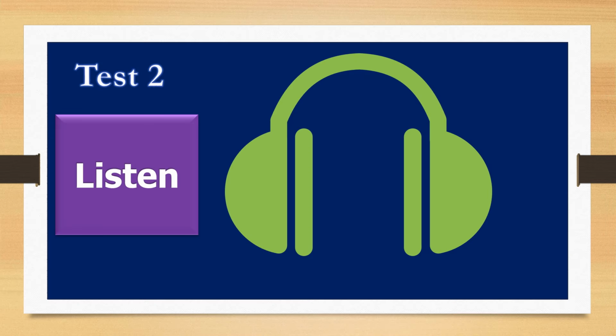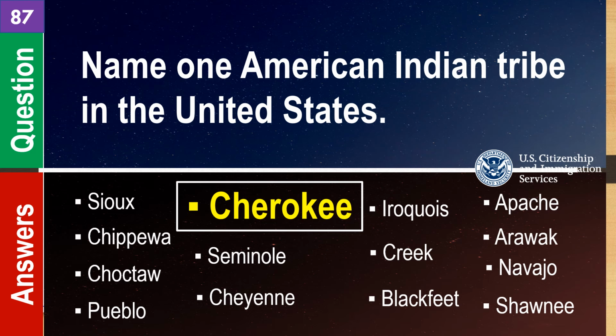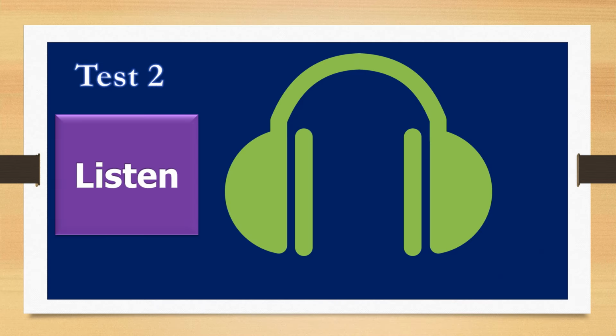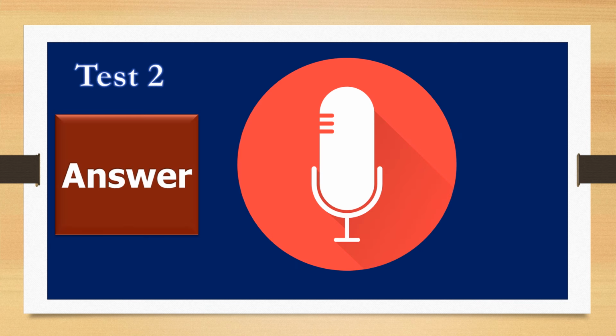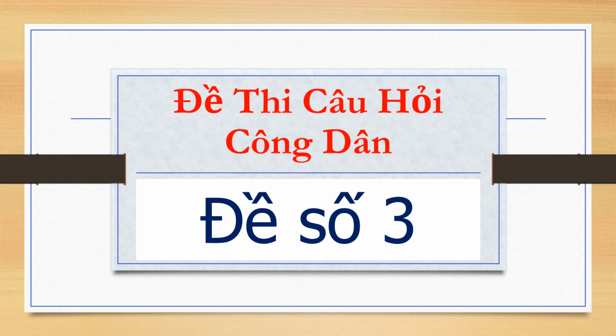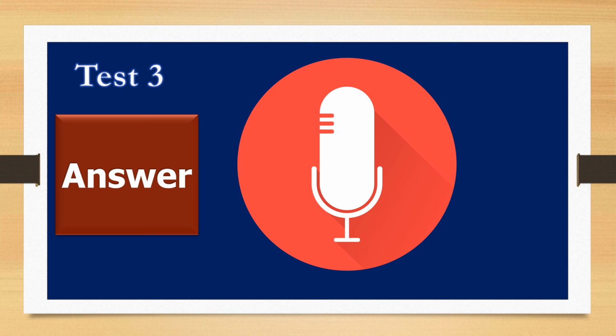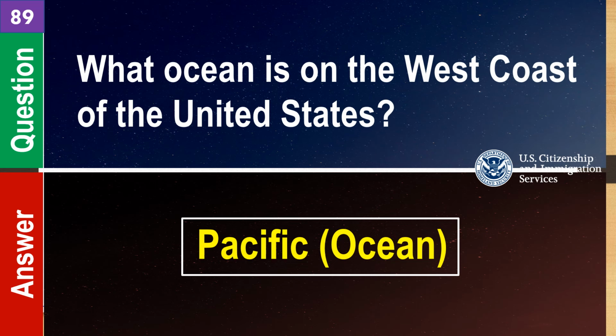Name one American Indian tribe in the United States. Cherokee. What major event happened on September 11, 2001 in the United States? Terrorists attacked the United States. What ocean is on the west coast of the United States? Pacific Ocean.